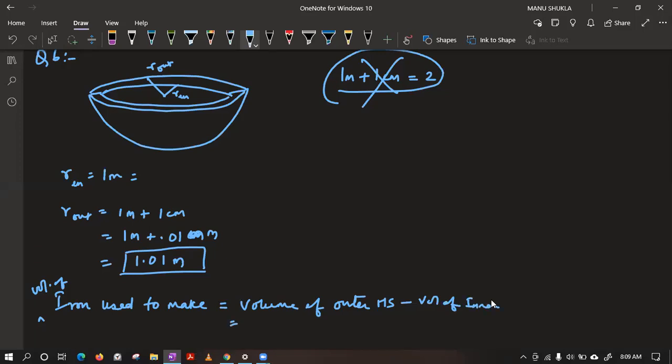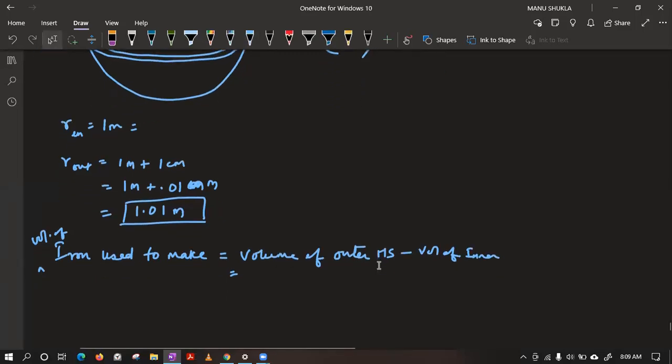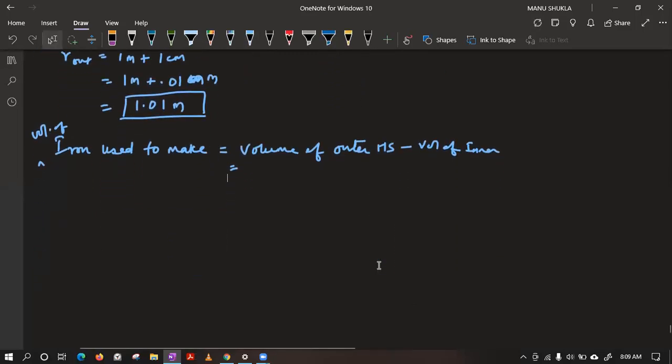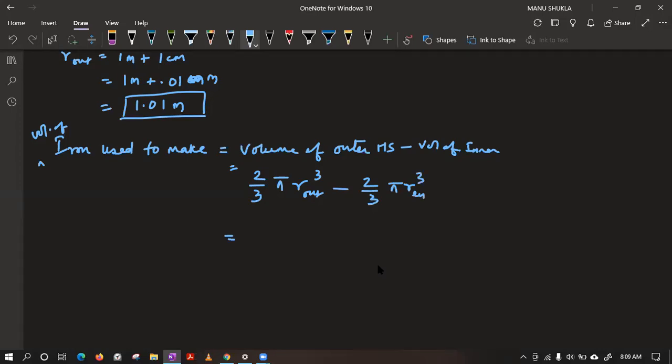The formula for volume of hemisphere is what, class? Please tell. For a full sphere it was 4 by 3 pi r cube, and for half it will be half of that, that is 2 by 3 pi r cube. For outer we have to take r as r out, and for the inner we take r in cube. Now taking the common 2 by 3 pi, we have r out cube minus r in cube.